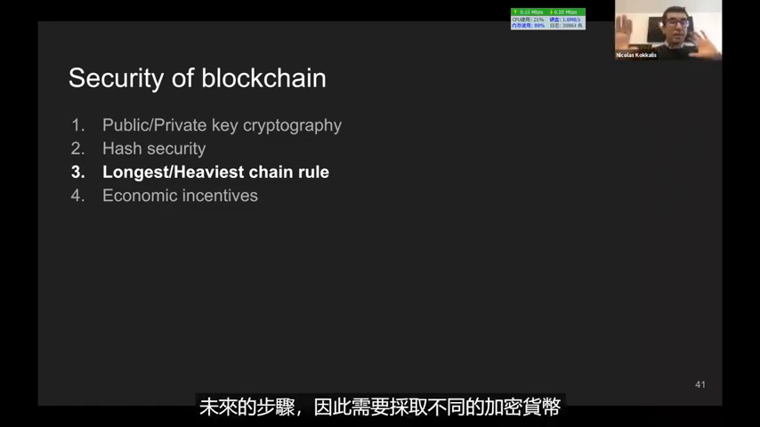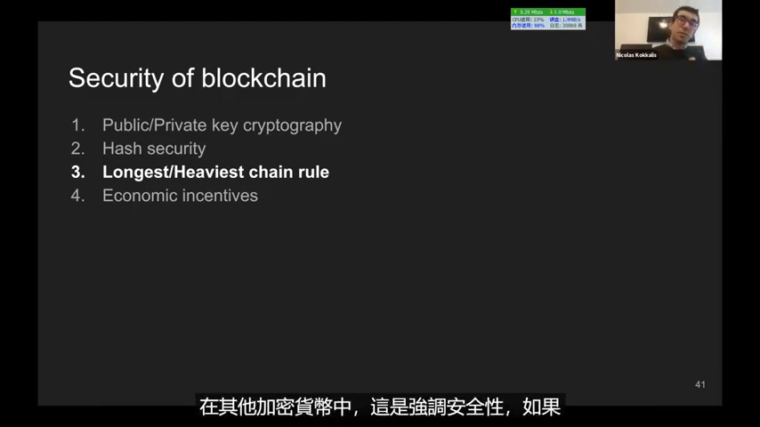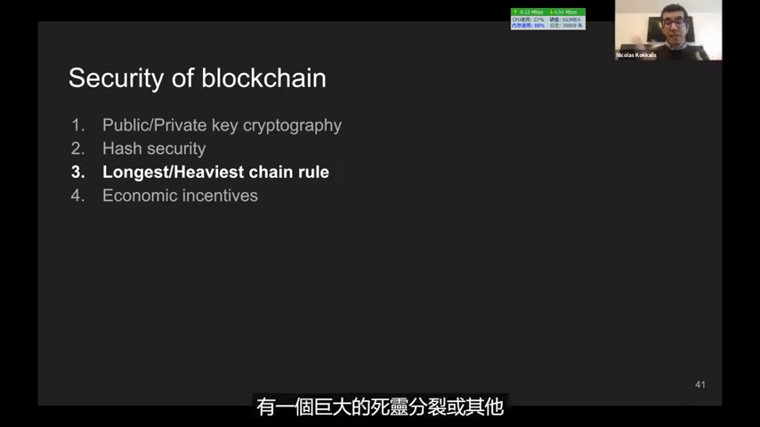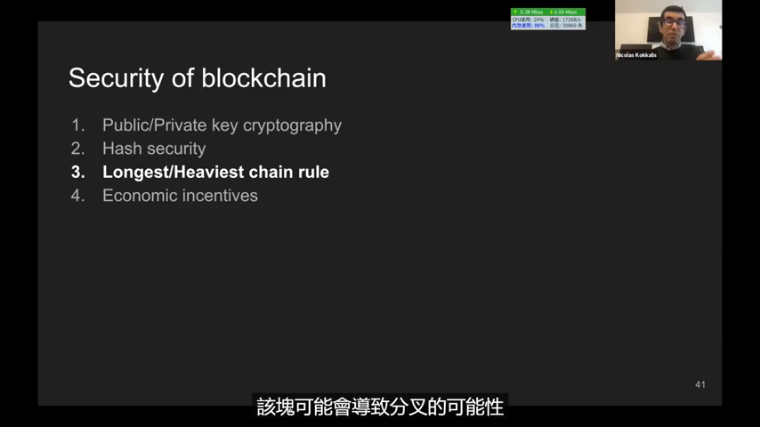There are different cryptocurrencies that take different stances. Bitcoin emphasizes liveness. It means that even if there's a network split, or even if a lot of computers all of a sudden go offline, the blockchain will continue producing blocks. Other cryptocurrencies emphasize safety, which is if there is a giant network split or some other weird thing, then the nodes are going to stop producing blocks, because they might not have enough confirmations from all other nodes, and there's a possibility that this block might result in a fork. So there are two schools of thought here.